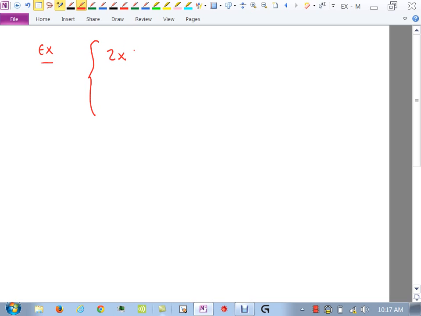2x plus 3y equals 6. y equals negative 2/3. Oh no, my brain is melting. Right? Fractions, you hate them.